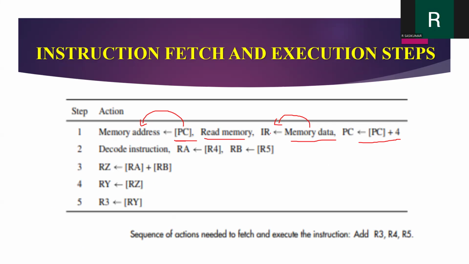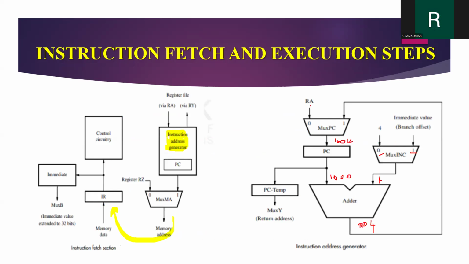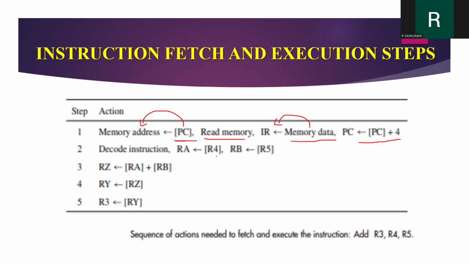Then in the second step, after decoding that instruction, with the help of MDR, the memory data register, we can get the data from the memory. R4 is nothing but source register one, and R5 is source register two. We have two registers, RA and RB. R4, source register one, will be stored into RA, and source register two will be stored into RB. Then the decoded instruction informs the control signal for the add instruction.